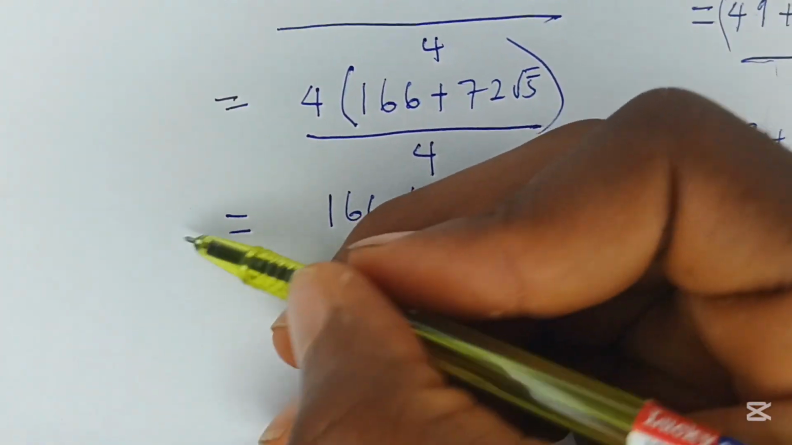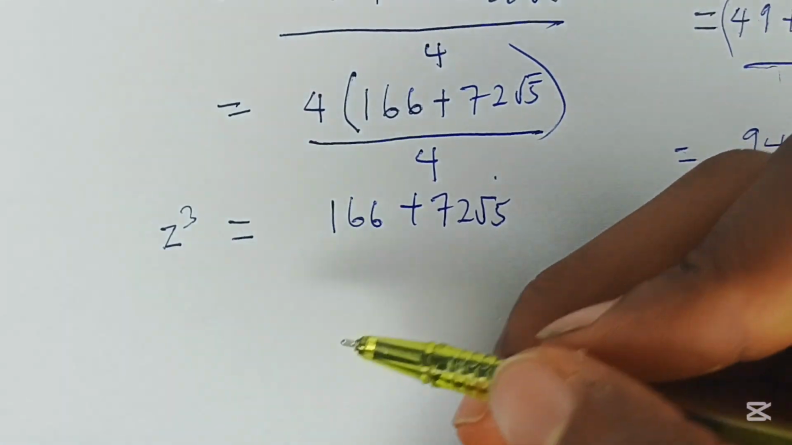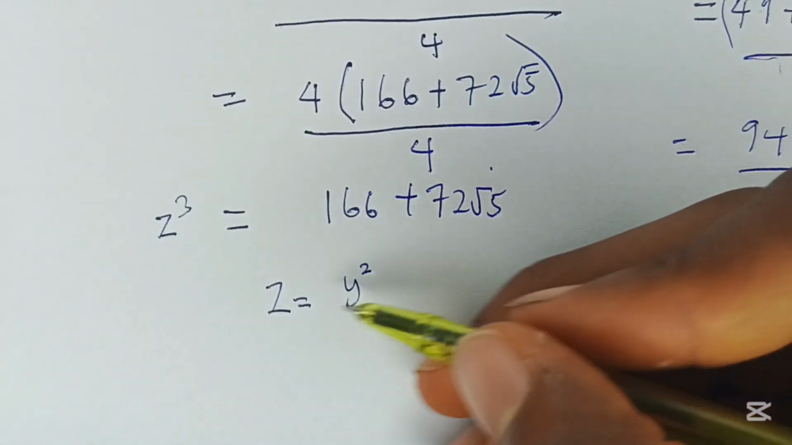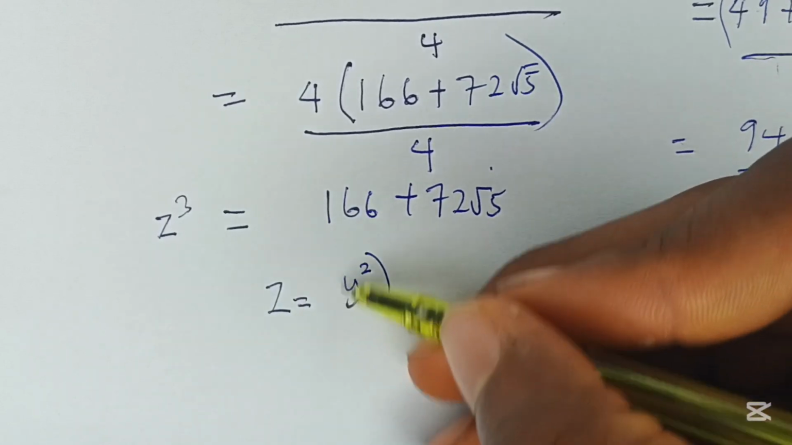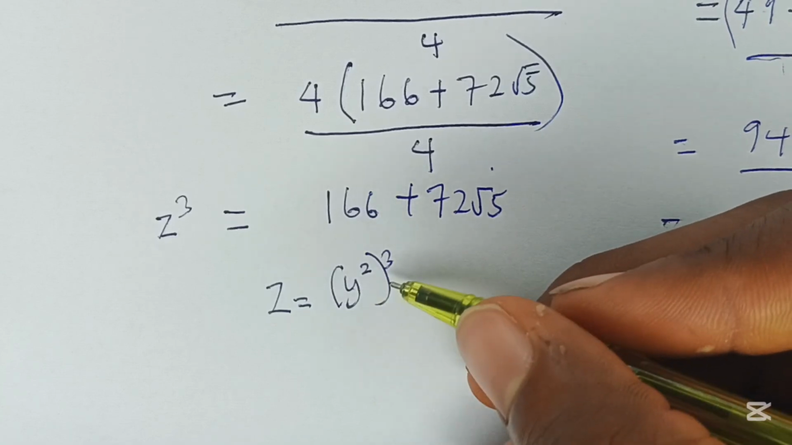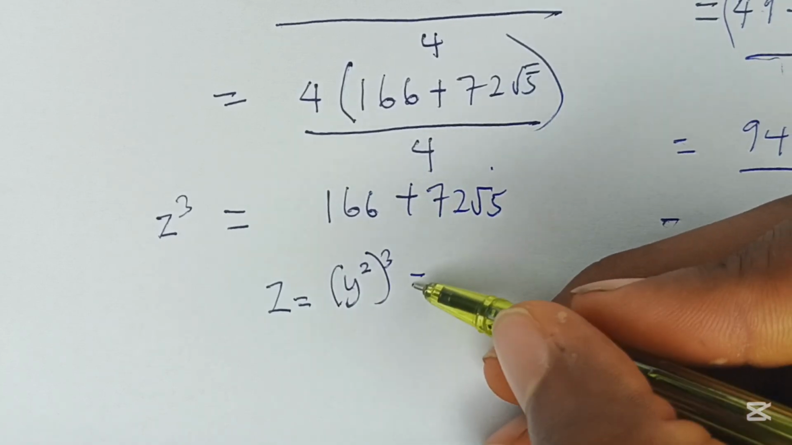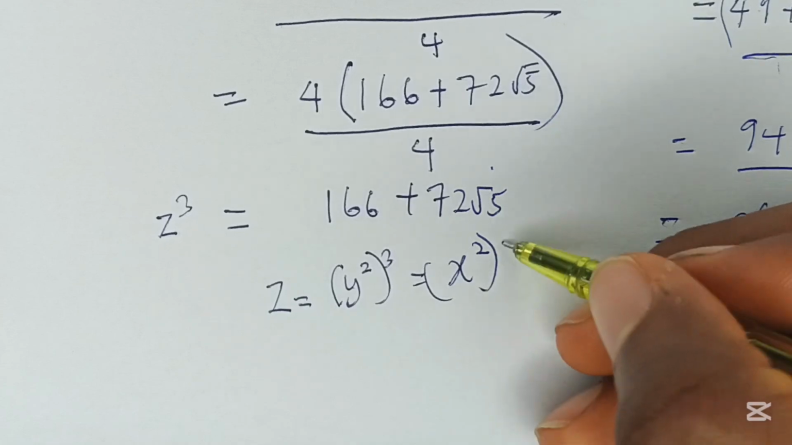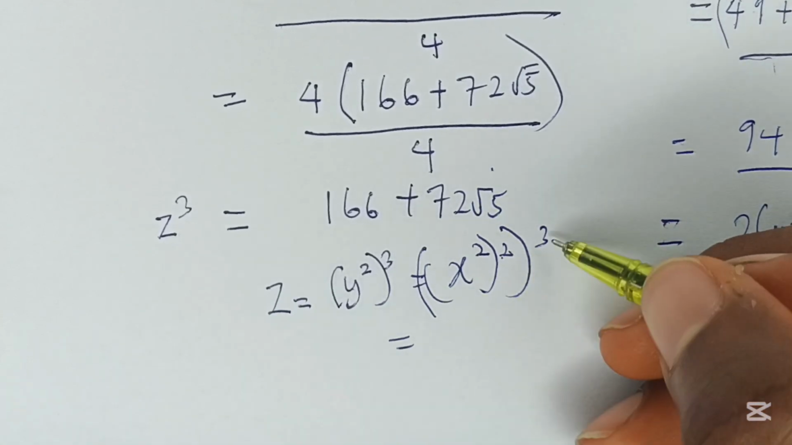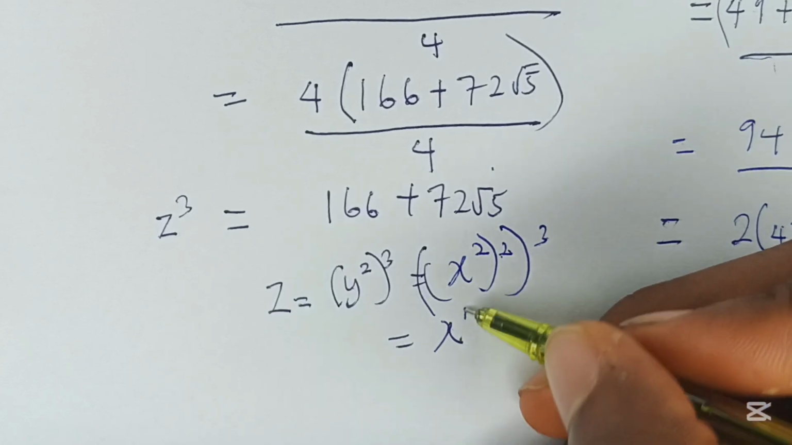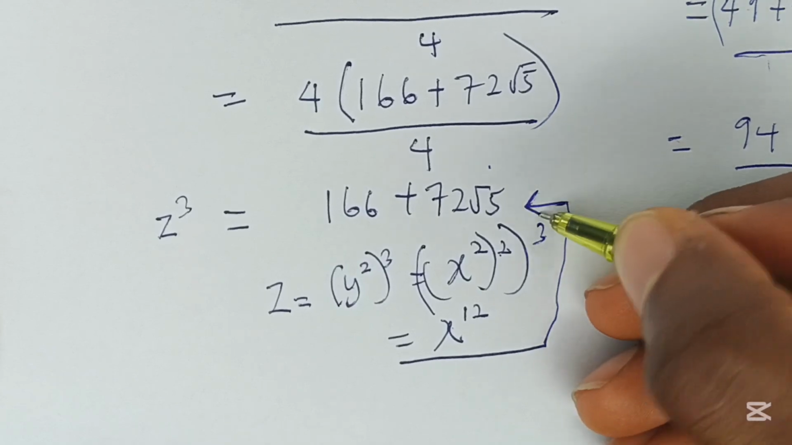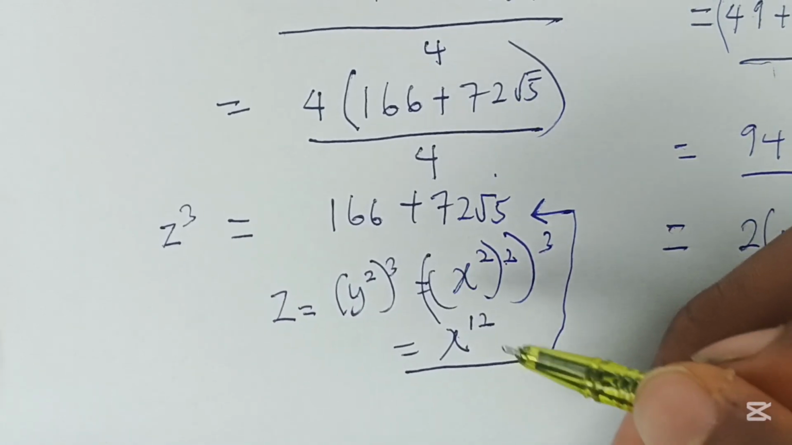And this is equal to z raised to the power of 3. But recall that z is equal to y squared. Hence, z raised to the power of 3 will be equal to y squared all raised to the power of 3. But then y is equal to x squared. So this becomes equal to x squared all raised to the power of 2, all raised to the power of 3, which is equal to 2 times 2 is 4, 4 times 3 is 12. So you have x raised to the power of 12. Hence, x raised to the power of 12 is equal to 166 plus 72 root 5.